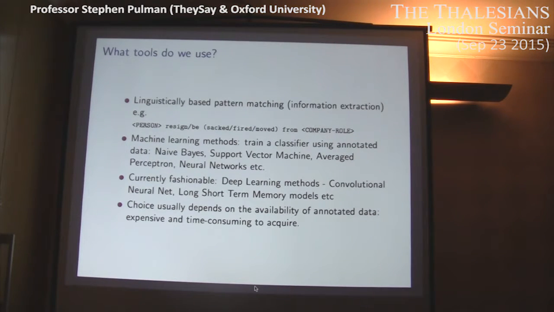Out in the real world, you often don't have the kind of data that you need to train these models. Sometimes you don't have any data at all. In that case, you've got to build a system just based on the kind of experience of the computational linguist. Getting high quality annotated data is typically very expensive. It takes a lot of time. If you can get it, then machine learning methods are often the methods of choice.